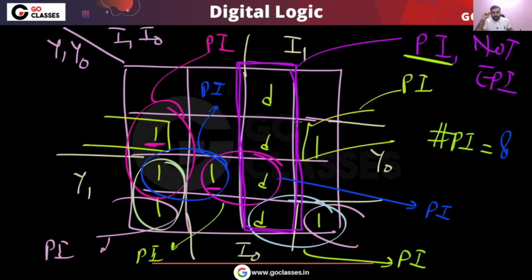At the top, only this one we will get. PI, PI, PI, PI. 4. PI, PI, PI. Which PI am I missing? Can anyone tell me? At the top right.